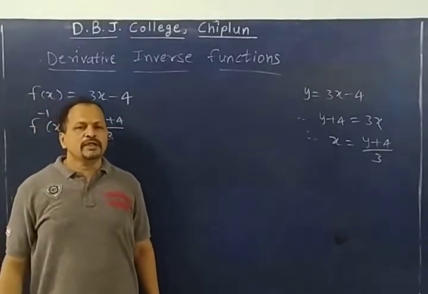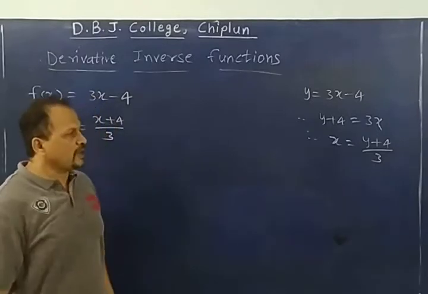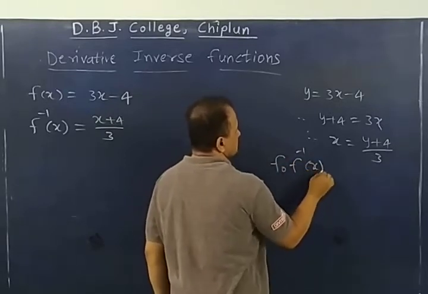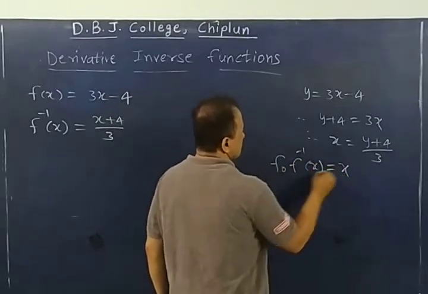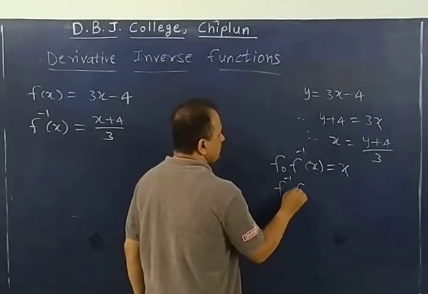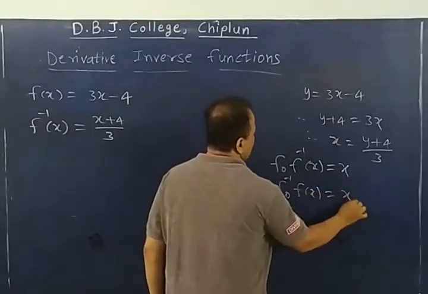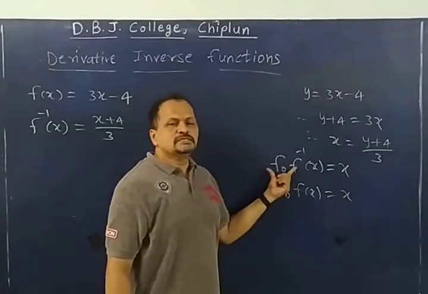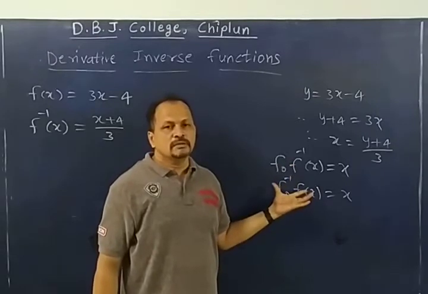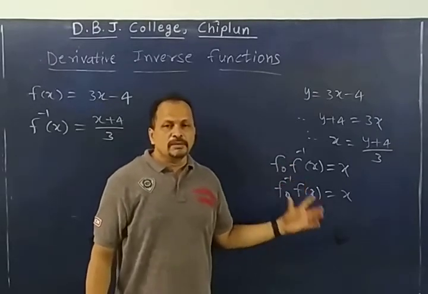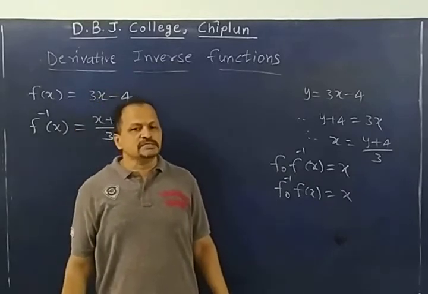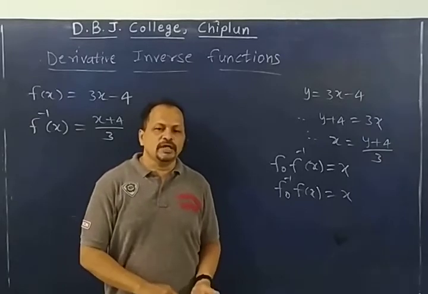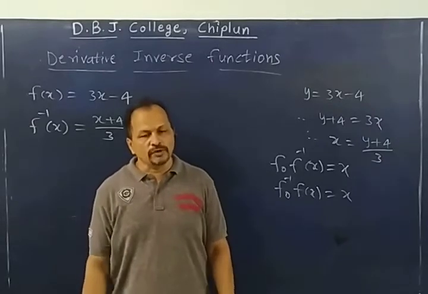Remember that we define the inverse function as the composite: f inverse composite f of x is equal to x, and f composite f inverse of x is also equal to x. This is the definition of inverse function when they exist. Remember, all functions do not possess an inverse. The inverse of a function exists if and only if it is a 1-1 and onto function.